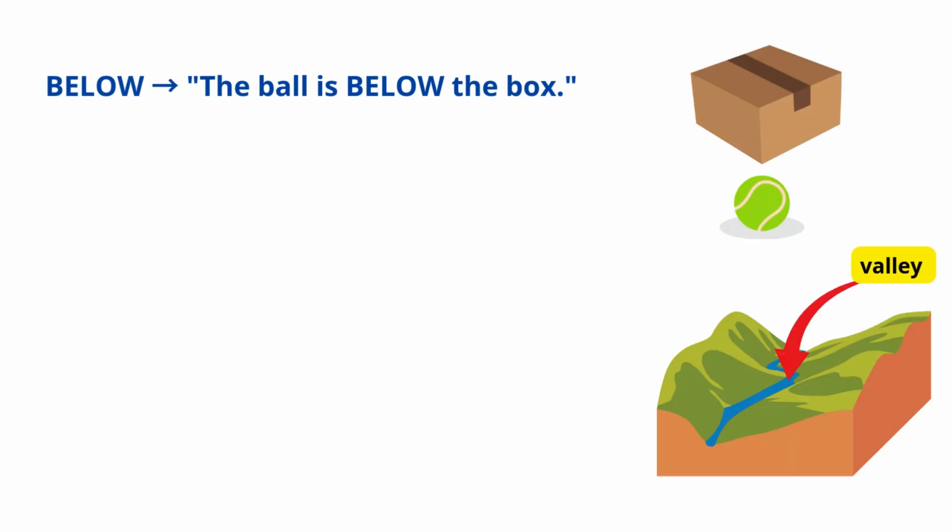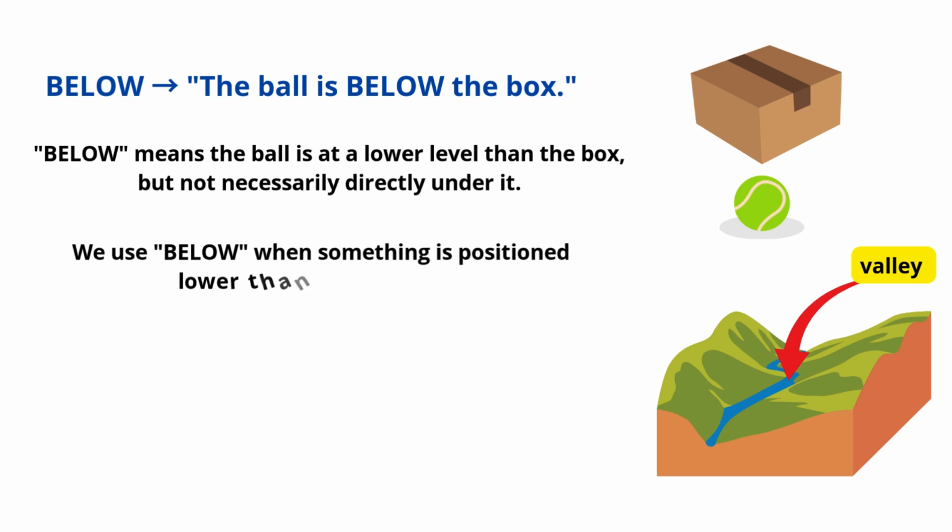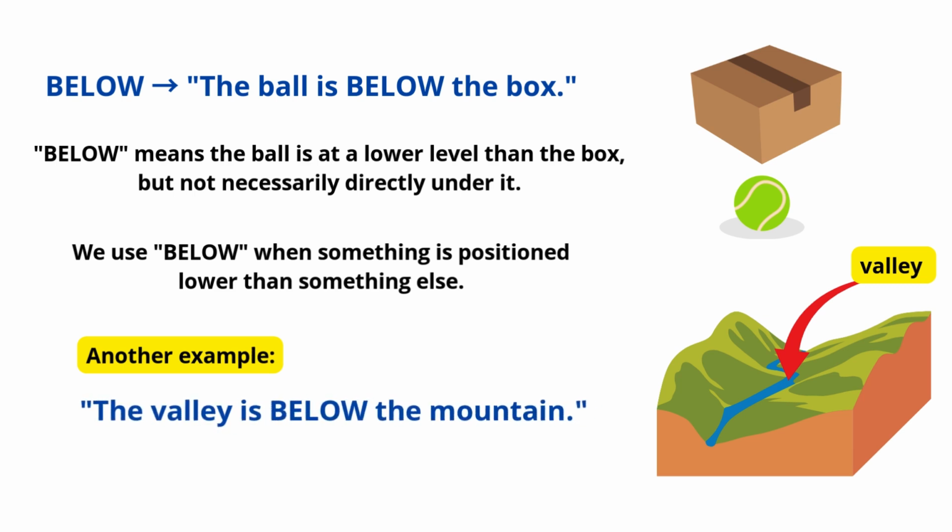Below, the ball is below the box. Below means the ball is at a lower level than the box but not necessarily directly under it. We use below when something is positioned lower than something else. Another example, the valley is below the mountain.